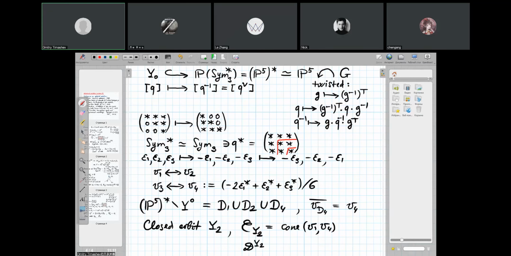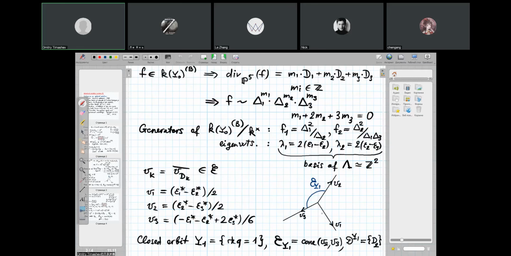So the set of colors, which previously was D2, now it is D1, because these two colors interchange under this twisting. And you can see this on the picture. So let me come back to the picture. Here we have another vector, v4, which is this one.